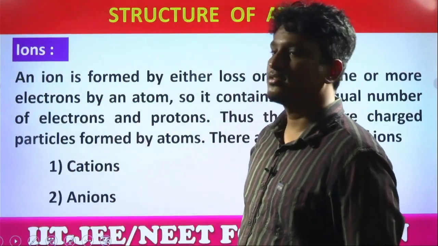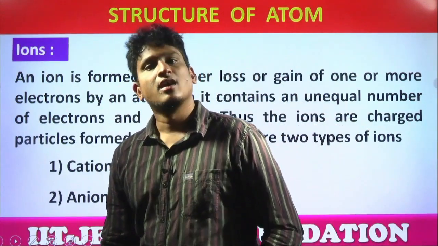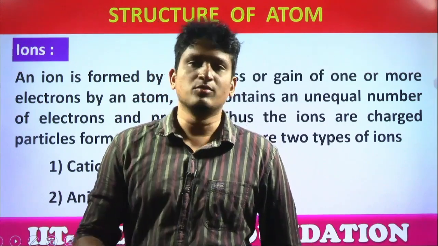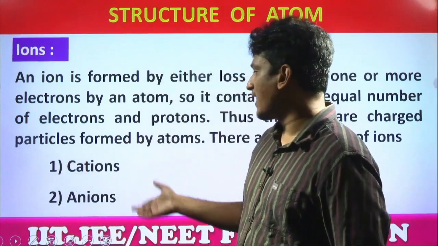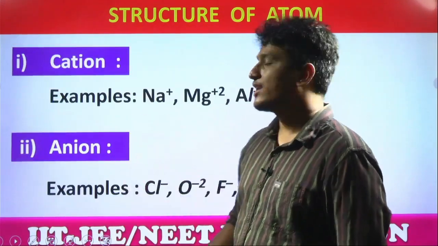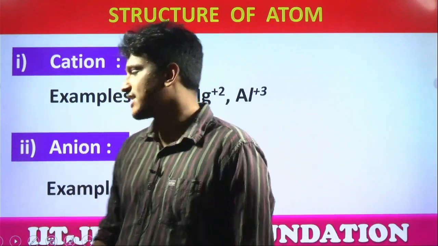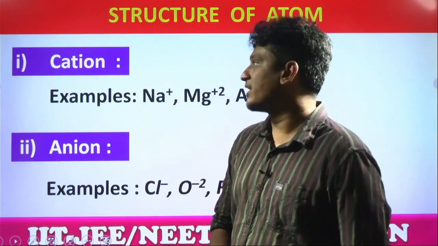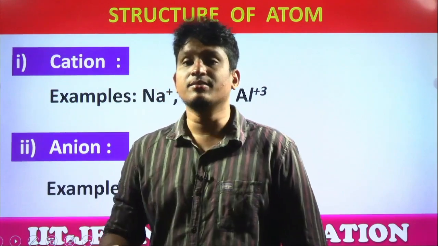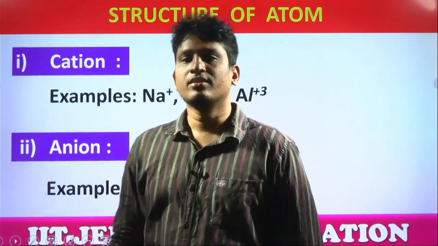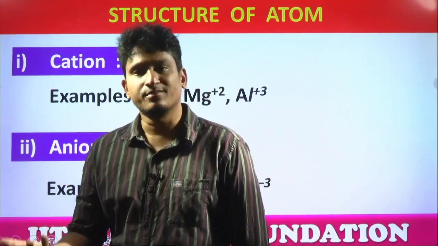So next, ions. Ions are the charged particles, right? How do ions form? When an atom loses electrons or gains electrons, they form ions. Mostly we have cations and anions, students. Cations are the positively charged particles, anions are the negatively charged particles. When do cations form? When an atom loses electrons, it forms a cation. When an atom gains electrons, it forms anions.